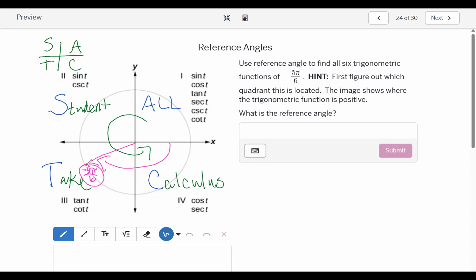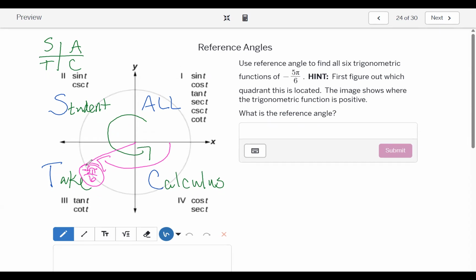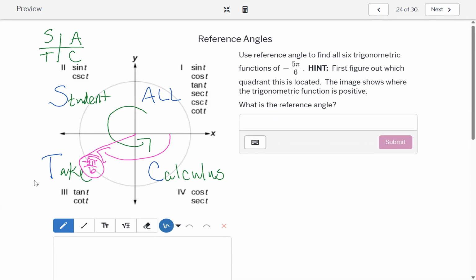Now, the nice thing about our radian measures is that the reference angle is what you see. So that denominator is 6, so our reference angle is pi over 6. But we're going to run through the calculation anyway.